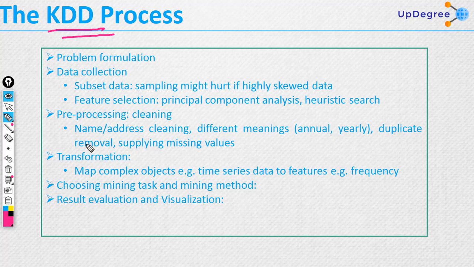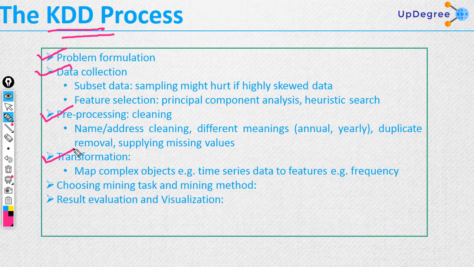So let us go through some more points: the problem formulation, the data collection, subset data, where sampling might hurt if the data is highly skewed, and feature selection, where principal component analysis will be done, and a heuristic search will be done, where the searching will be done with some prior knowledge. And then we'll be going for pre-processing and cleaning. So name and address cleaning, different meanings, that is annual, yearly, what is the different meaning of that, and duplicate removal, supplying missing values, detecting outliers, and detecting the noise factors.